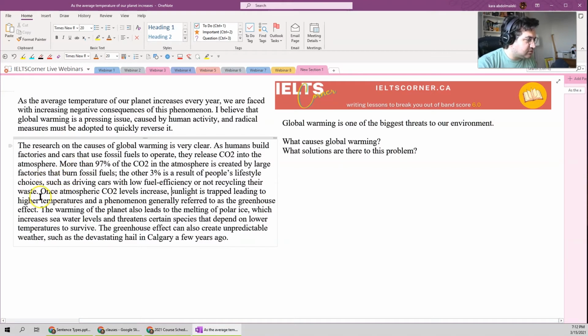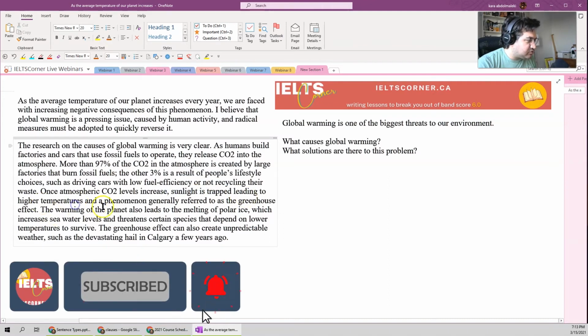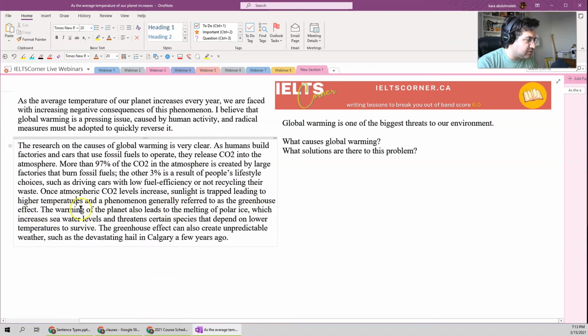It's a longer sentence. And then "once atmospheric CO2 levels increase," that's a subordinate clause again. "Sunlight is trapped," that's the main clause, "leading to higher temperatures and a phenomenon generally referred to as the greenhouse effect." So that's a reduced relative clause. And you can see that the relative pronoun has been reduced to a gerund. "The warming of the planet also leads to the melting of the polar ice, which..." so that's another relative clause. And the last one is just a simple sentence, right?